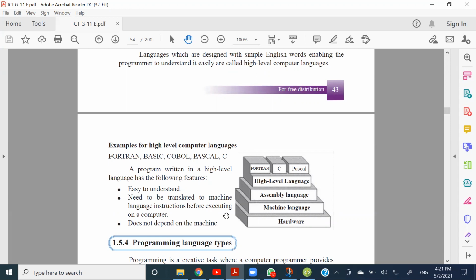You just write one particular program, and the interpreter will interpret it according to the machine, right? For machine A, it converts it in a way that suits it, and for machine B, it converts it in a way that suits it, right? So it's the interpreter who does that work.